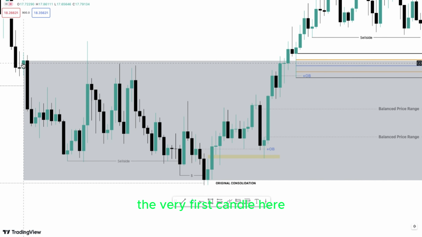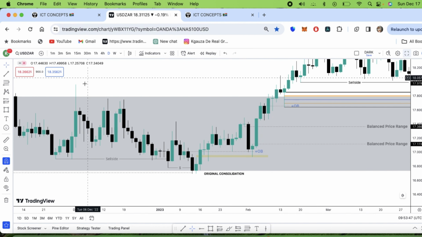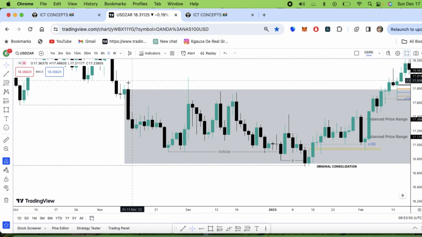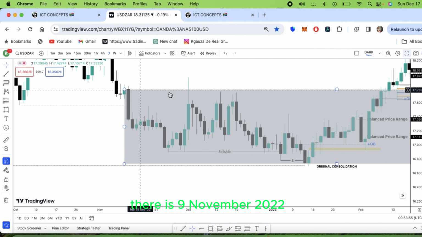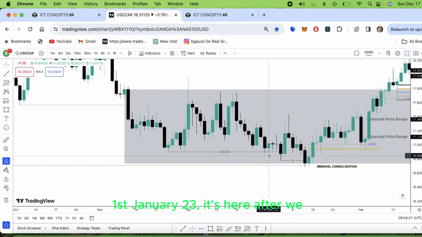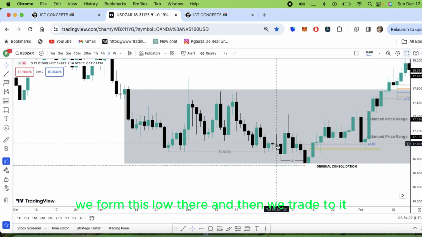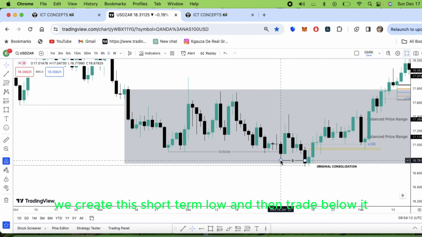The very first candle here from the original consolidation, it's what? It's 9 November 2022. Okay, let me just zoom out there. And then where's 1 January 2023? 1 January 2023, it's here. After we formed this low there and then we trade below it. 3 days later, we create this short-term low and then trade below it.